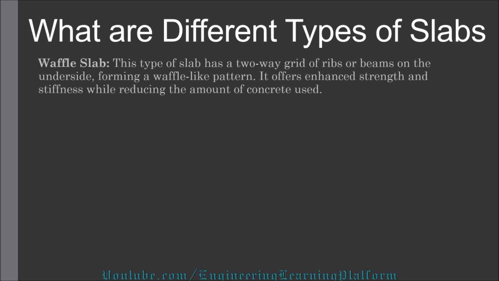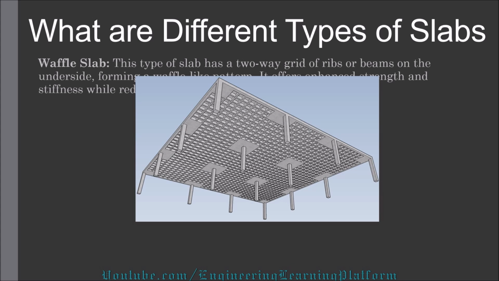Waffle slab. This type of slab has a two-way grid of ribs or beams on the underside, forming a waffle-like pattern. It offers enhanced strength and stiffness while reducing the amount of concrete used. It is used in large spans such as airports, auditoriums, or cinemas, where columns are not really ideal for such locations. So this is a typical waffle slab showing thickening at the column top having a drop panel.